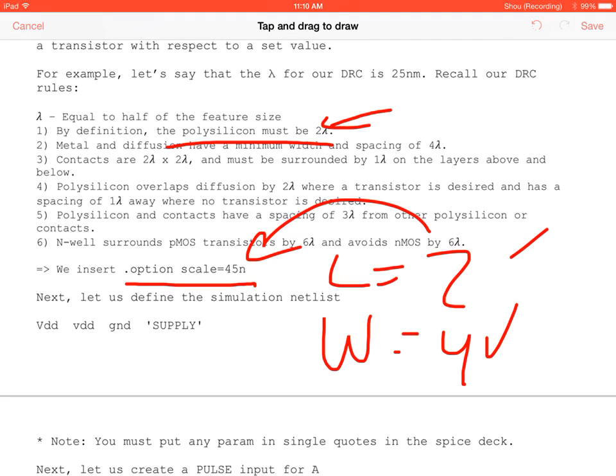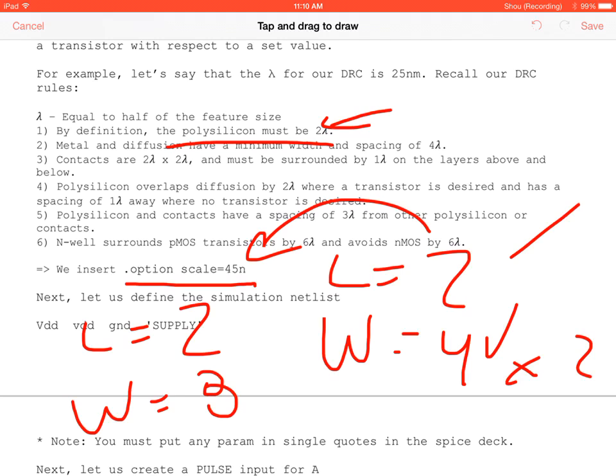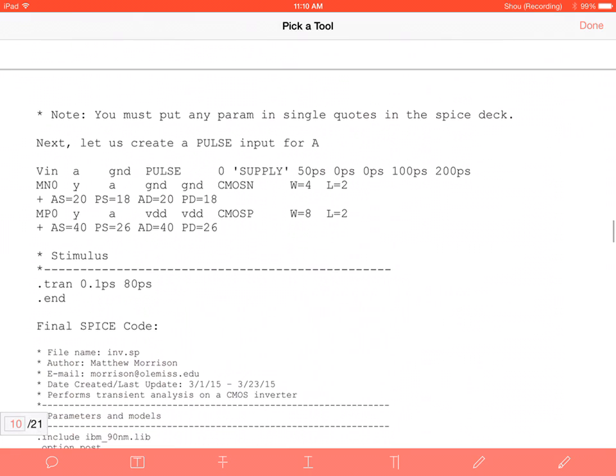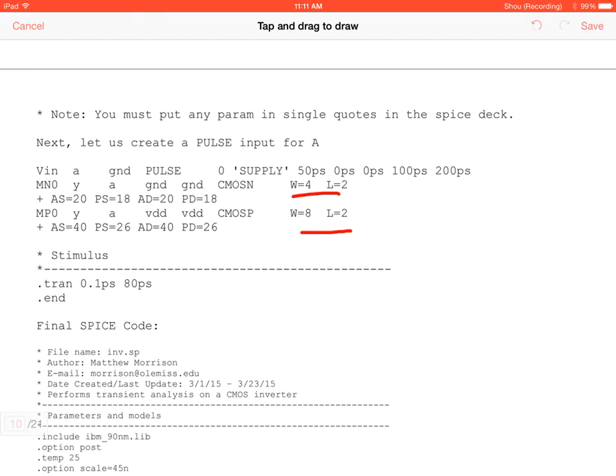So now we've done our proper NMOS. And we know that the beta is approximately equal to this. So we're going to have our length equal to 2 and our width equal to 8. So going back to the code, this is how we got these widths.